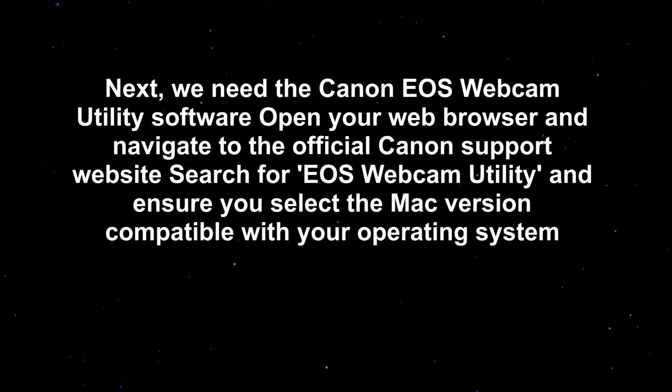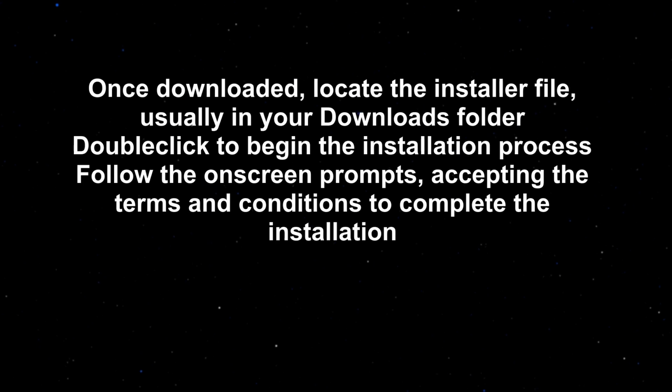Next, we need the Canon EOS Webcam Utility software. Open your web browser and navigate to the official Canon support website. Search for EOS Webcam Utility and ensure you select the Mac version compatible with your operating system. Once downloaded, locate the installer file, usually in your Downloads folder. Double-click to begin the installation process. Follow the on-screen prompts, accepting the terms and conditions to complete the installation.